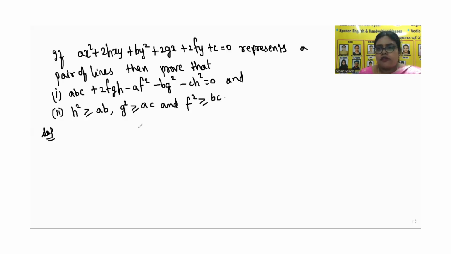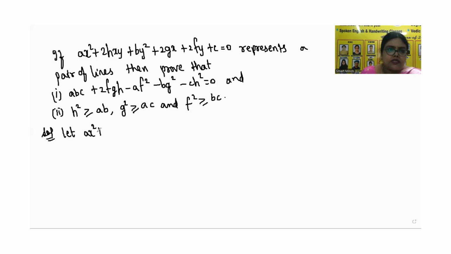Now let's take this theorem. If ax square plus 2hxy plus by square plus 2gx plus 2fy plus c is equal to 0 represents a pair of lines, then prove that first, abc plus 2fgh minus af square minus bg square minus ch square is equal to 0, and second, we need to prove h square is greater than or equal to ab, g square greater than or equal to ac, and f square greater than or equal to bc. So let us proceed this way.